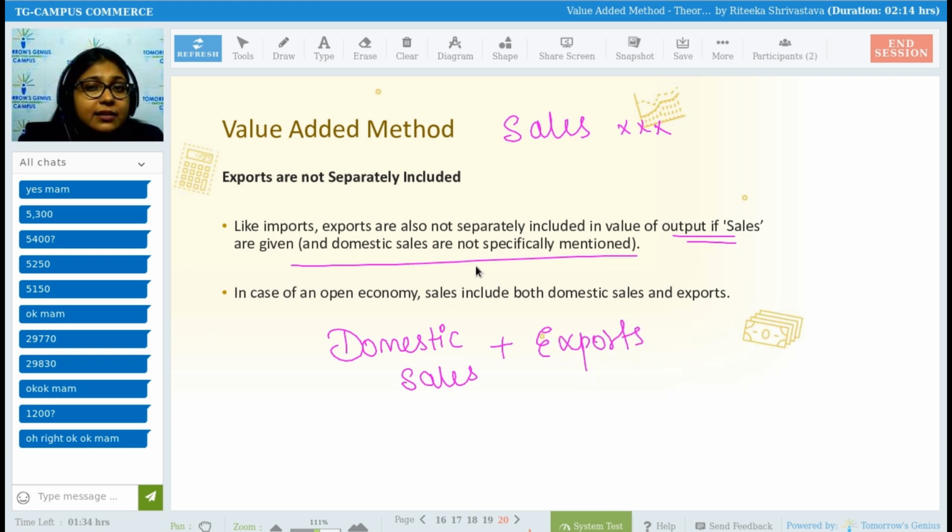You will understand these things more once you start solving questions. Right now this is all the theoretical part, so it will take time for you to adjust, accept and understand it. When we solve the numerical questions, it will be very easy to implement. So if sales is given directly in the question, take the value of that sales. But if domestic sales is given, then you will have to add exports.